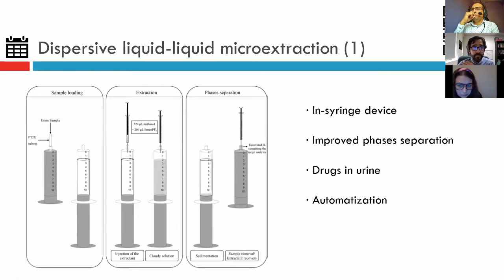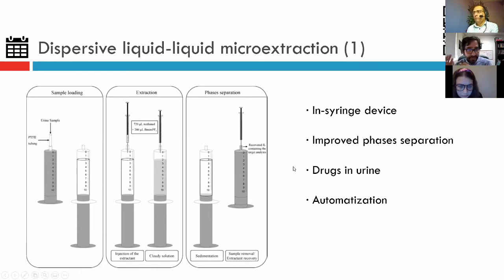And finally, for doing the phases separation, we need just to move the plunger of the syringe, and we can recover the ionic liquid in the lower connector of the syringe.